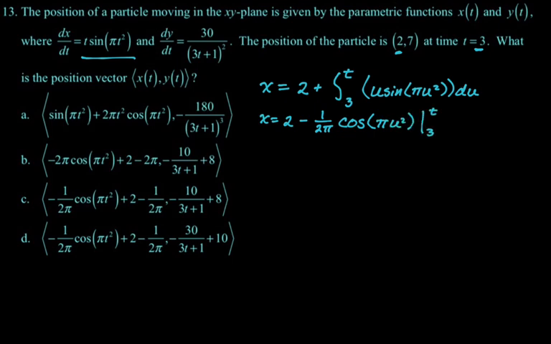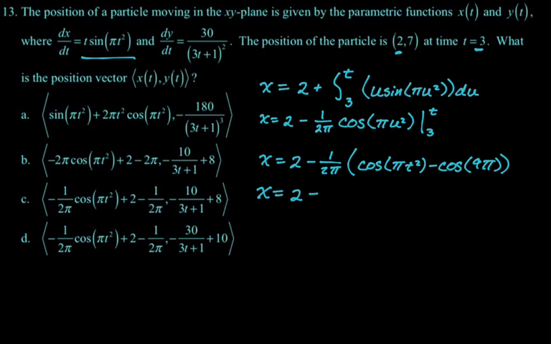Then we use the fundamental theorem. So we'll have 2, and then minus 1 over 2 pi. I plug in t to get pi t squared, then plug in 3 to get 9 pi. And now we just have to simplify this. Then I'm going to go back through and do the same exact thing for y, and we will have our answer.